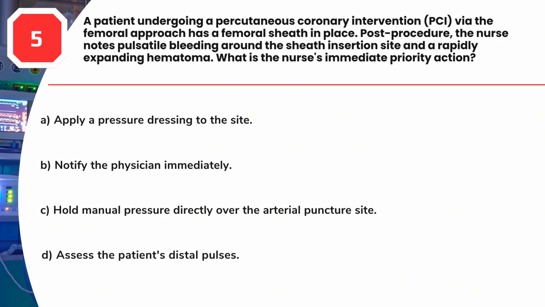Question 5. A patient undergoing a percutaneous coronary intervention, PCI, via the femoral approach has a femoral sheath in place. Post-procedure, the nurse notes pulsatile bleeding around the sheath insertion site and a rapidly expanding hematoma. What is the nurse's immediate priority action?